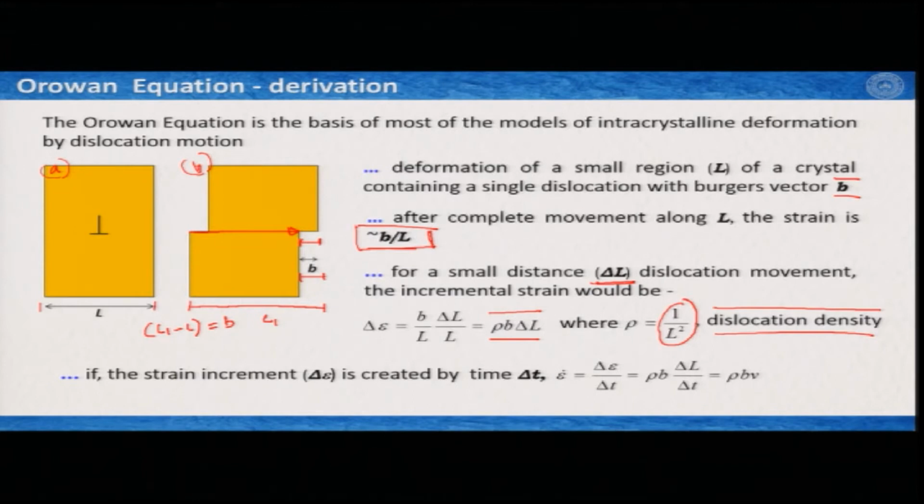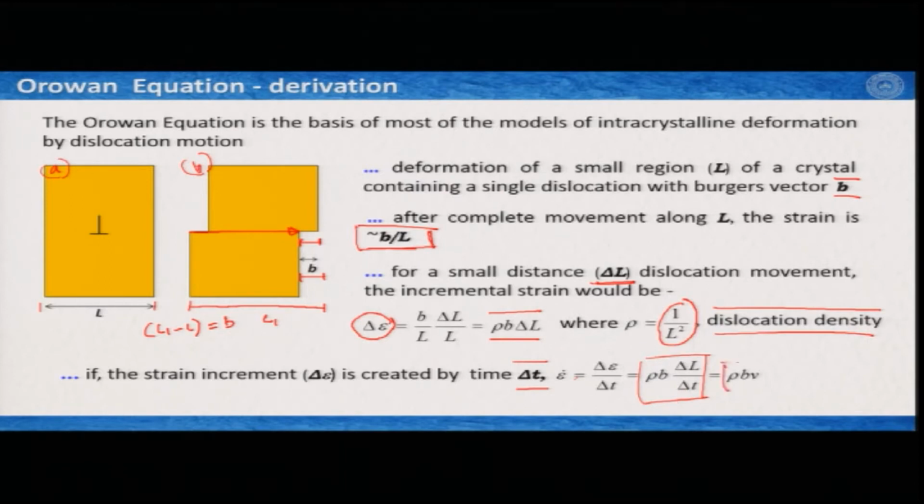These three are multiplied to each other. Now, if we have achieved this little strain through a time of very small delta t, a very small time, then this epsilon dot, or strain rate, is delta epsilon by delta t, that would give you this form rho B delta L by delta t. Now, delta L by delta t, you can consider this as a velocity.